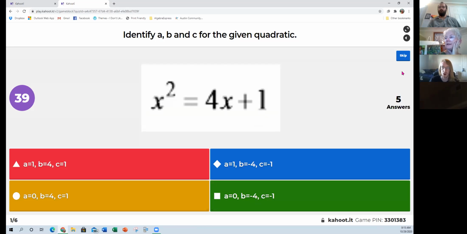The first thing you should always do when you are solving a quadratic is set it equal to 0 in order of exponent and identify your a, b, and your c. That will cause you not to have a lot of grief if you take the time to do that.